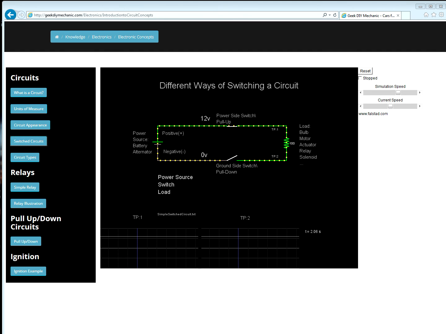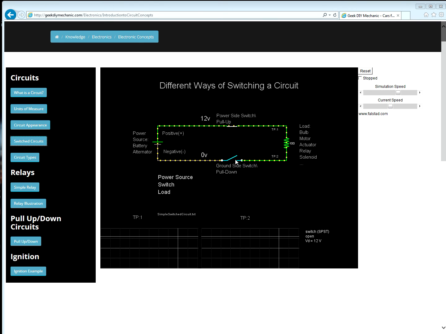Let's discuss why the bottom switch is called a pull down switch. When the switch is open, test point 2 is at 12 volts. But when the switch is closed, allowing current flow, the voltage will drop to 0, causing a voltage drop across the load. Therefore, switches on this side of the load are called pull down or ground side switches.